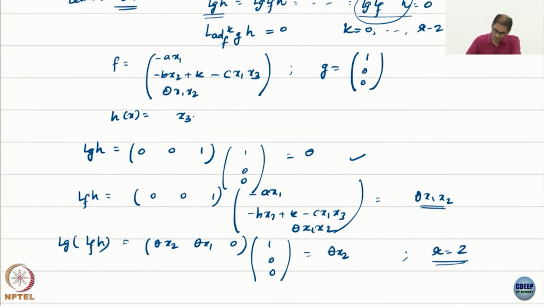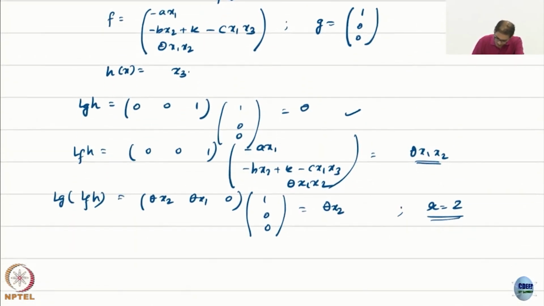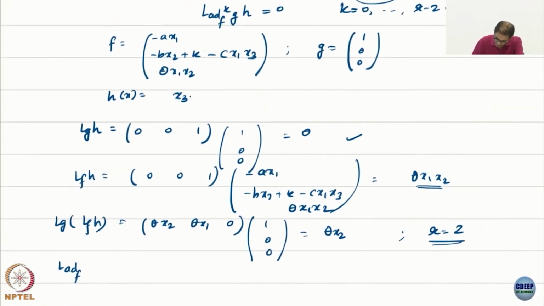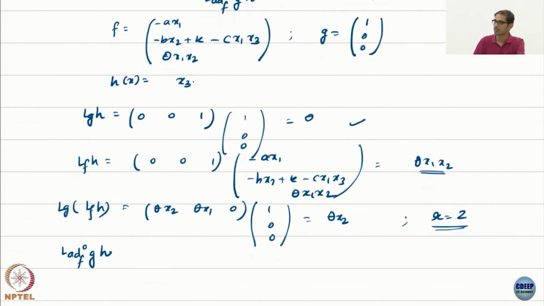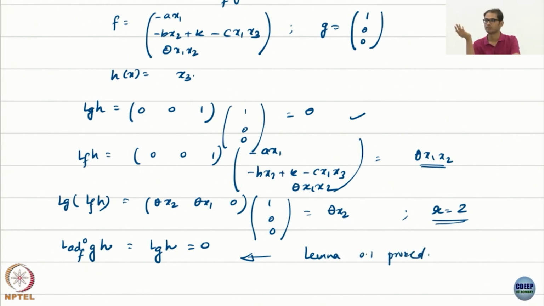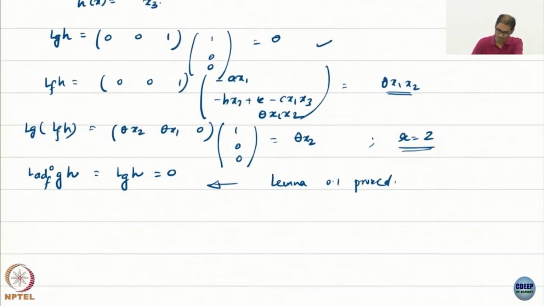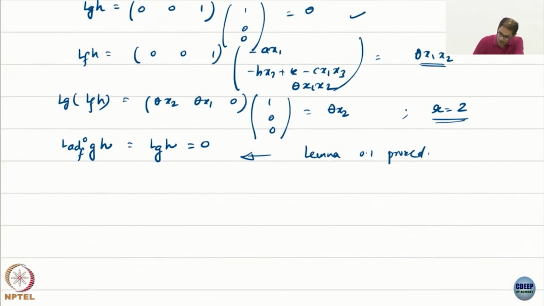Alright. So then I have to of course do this also. I have to now compute L_ad_f^0 g H also, but this is actually equal to what? LgH, which is already proven to be 0. So lemma 0.1 proved. Yeah, too easy because I didn't have to compute any further derivatives at all. Done. Okay, great. What was lemma 0.2?